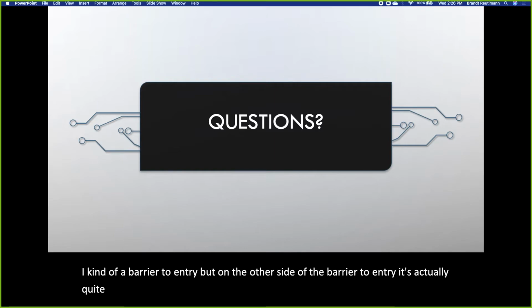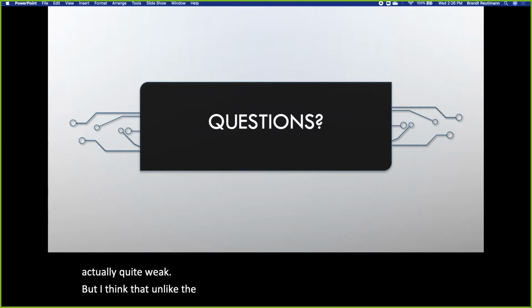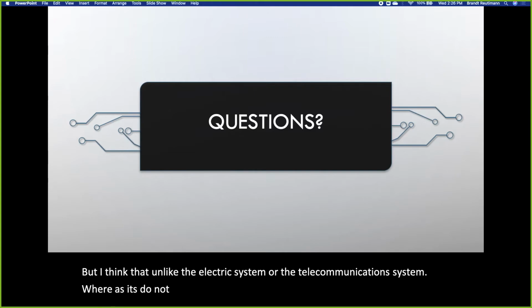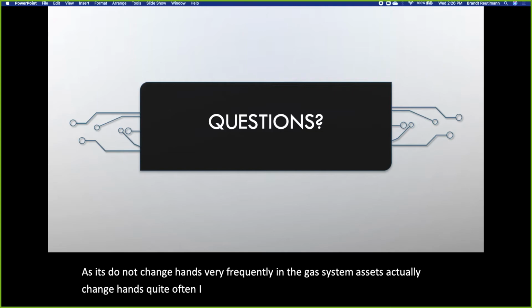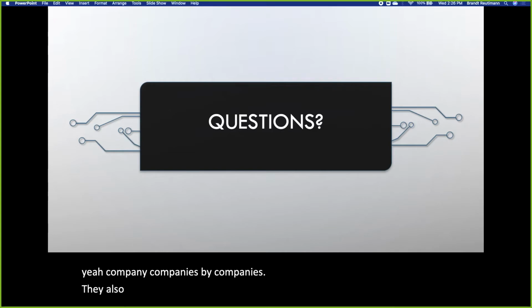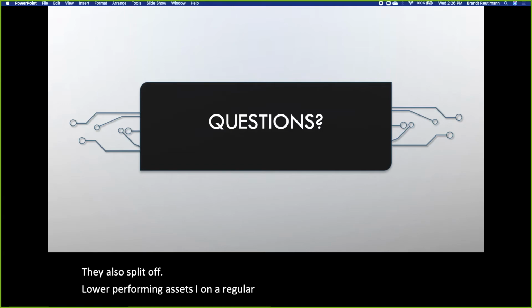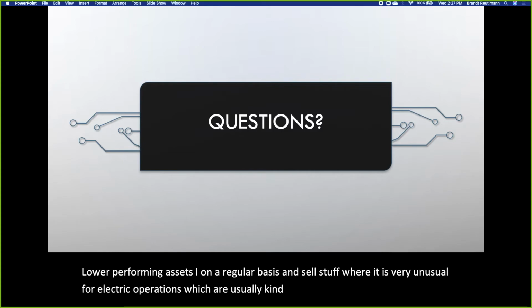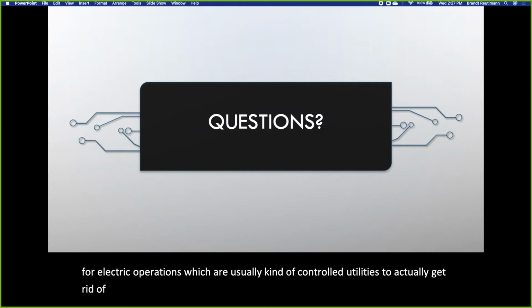Mm-hmm. But I think that unlike the electric system or the telecommunication system, where assets do not change hands very frequently, in the gas system assets actually change hands quite often. I see. Okay. Thank you. What do you mean gas assets change hands? You mean companies buying companies? Yeah, companies buy companies. They also split off lower performing assets on a regular basis and sell them, where it's very unusual for electric operations, which are usually controlled utilities, to get rid of some asset. Mm-hmm. Okay.